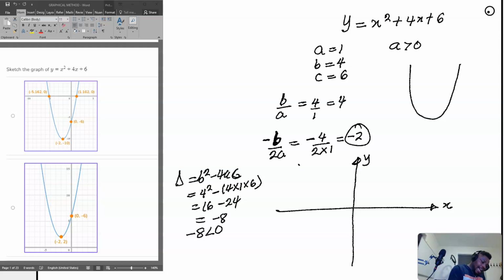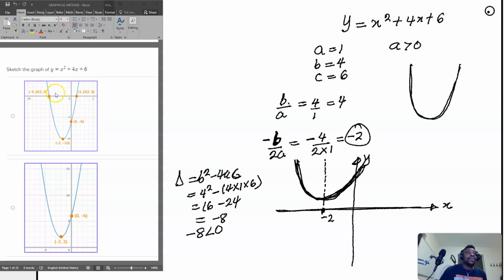That is 1. And we know it opens up. That is 2. And we know it's going to be on the left because b over a is positive. So it's going to be on the left, okay? And it's not going to cut the x-axis. So definitely it's going to be something like this. It's going to be on the left, it's not going to cut the x-axis, and it's going to open up. Then we know that it is symmetrical at x value of minus 2. So let's look for something like this.